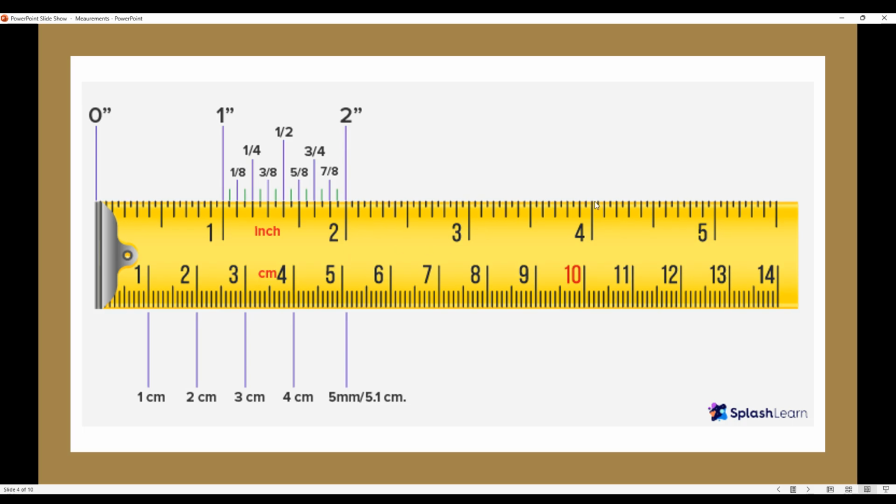Why do you think this measurement tape has two different types of units? That's correct, because some projects use the metric system while other projects use the imperial system. So it comes in really handy to have both measurement unit systems in one measurement tape.